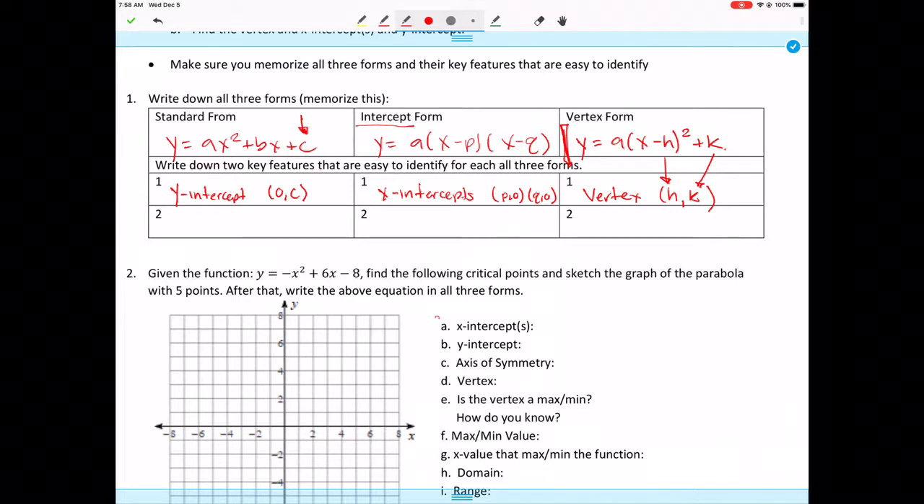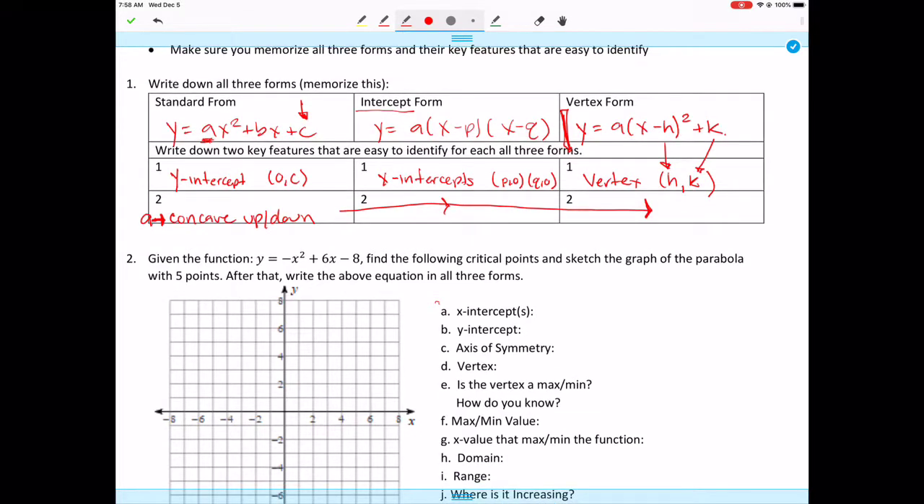And then we need to have 2 for each, so the other thing that we haven't talked about yet, and it's in all 3 forms, is a. So you could write something like concave up or down. This gives us our a. A gives us our concave up or down, and we can write that on all 3 of them. And you'll be good. So make sure you realize these things, memorize them, and prepare to write them down on the test.